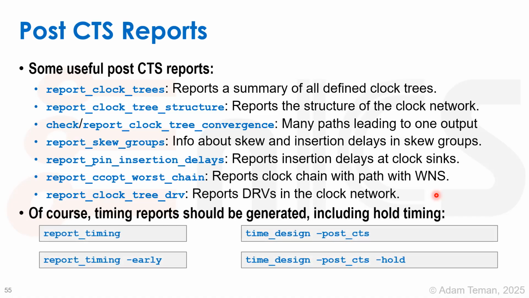Okay, and timing reports should be generated, and this includes hold timing. I'll be discussing timing reports a bit later on in the series. So report timing, or just the super command timeDesign -postCTS, will create a whole bunch of reports in a certain folder. Or report timing -early will check hold and report timing for the worst path in hold, or timeDesign -postCTS -hold will create the same types of reports, but for hold violations.